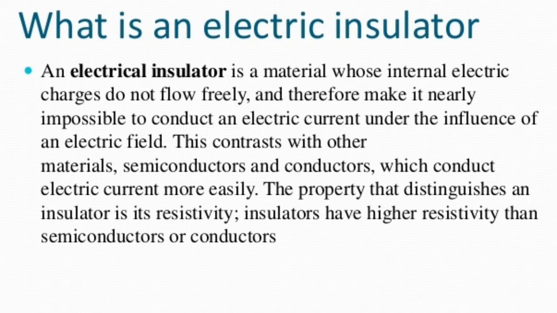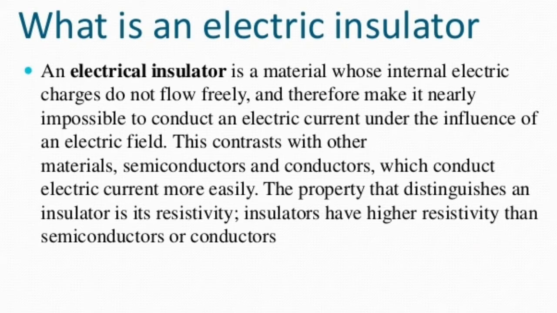Now, what is an electric insulator? As per the definition on the board, an electrical insulator is a material whose internal electric charges do not flow freely and therefore make it nearly impossible to conduct an electric current under the influence of an electric field. This contrasts with other materials, semiconductors and conductors, which conduct electric current more easily. The property that distinguishes an insulator is its resistivity. Insulators have higher resistivity than semiconductors or conductors.